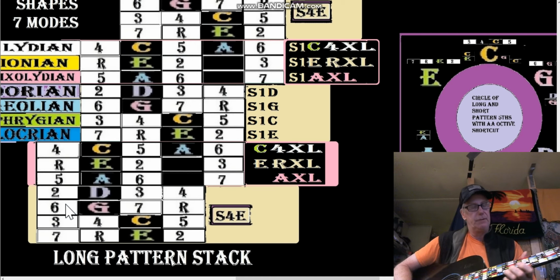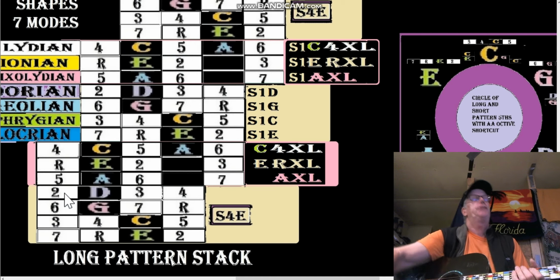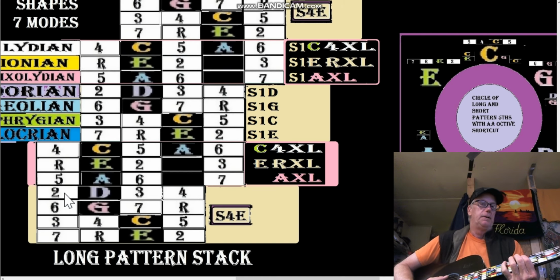6, 7, root. Okay? If we wanted to make that dot the 2, G is the second of F, we're going to go 2, 3, 4, 5, 6, 7, root, 2, 3, 4, 5, 3, 4, 5, 6, 7, root, 2, 3, 4. Okay, now notice we started and ended in the same string shape.